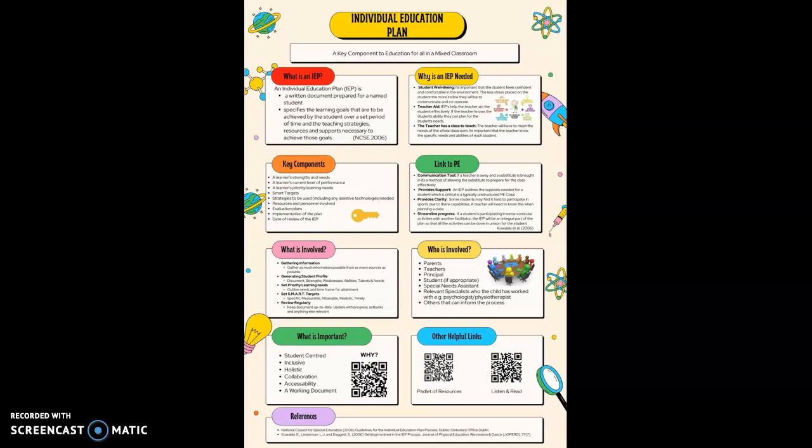So what is involved? Firstly, you have to gather as much information as possible about the student. Then you will generate a student profile which will document the student's strengths, weaknesses, abilities, talents, and needs. It will set priority learning needs, which will outline the needs and the time frame for attainment. You can set the SMART targets and regularly review. So keep the document up to date, update with progress, setbacks, and anything else relevant.